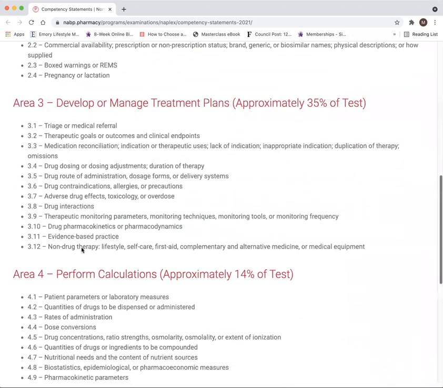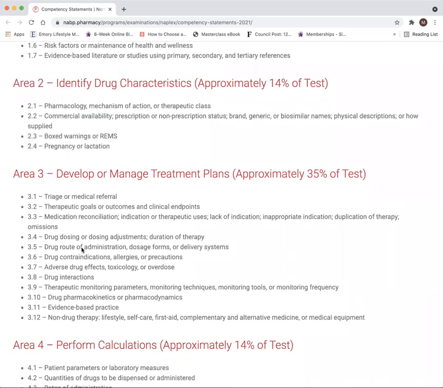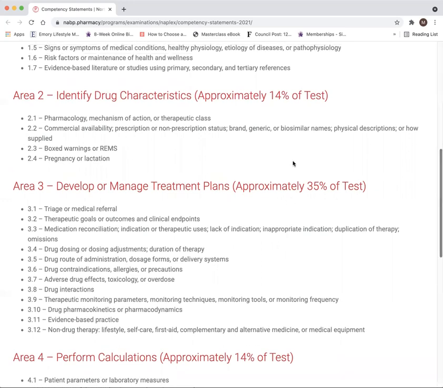And area 3 is going to be about developing and managing treatment plans for the patient. Now this is where we figure out if a patient comes into the community pharmacy and they're asking you for an over the counter, but the patient, who's maybe an infant, has an infection, which is increasing their temperature, which is at 103.5, for example. That is something that you cannot give an over-the-counter medication. You have to refer them to a doctor, maybe to the emergency room. And also, this is going to be 35% of the exam.